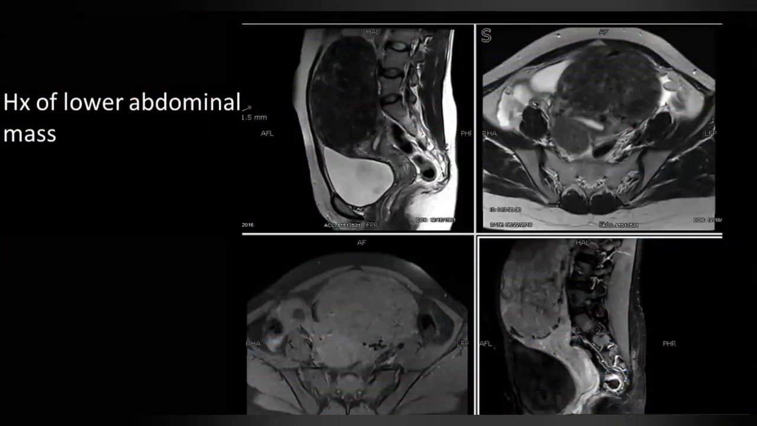So these are MRI images, sagittal, axial, of the pelvis, and in this you see an abnormal signal intensity large lesion which is arising from the anterior wall of the uterus. So this is the anterior myometrium and it is continuous with the anterior myometrium. It is hypointense on T2. Another slightly isointense lesion is seen in the posterior myometrium as well, this one.